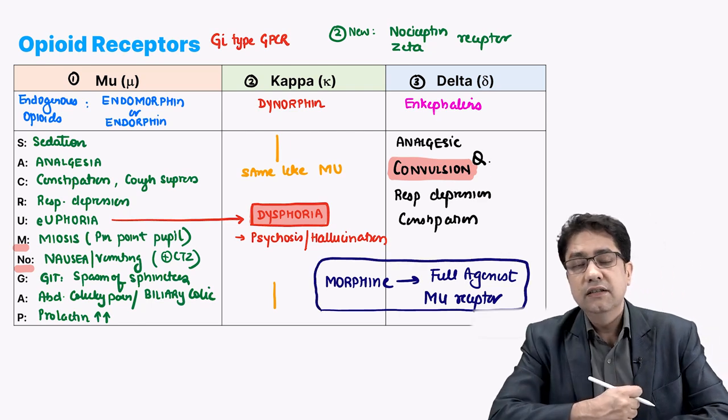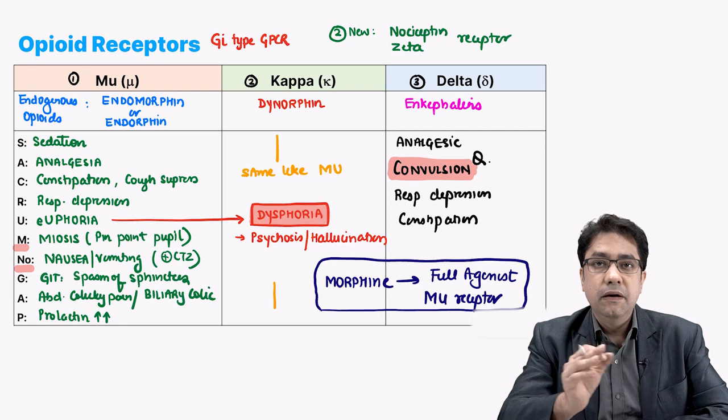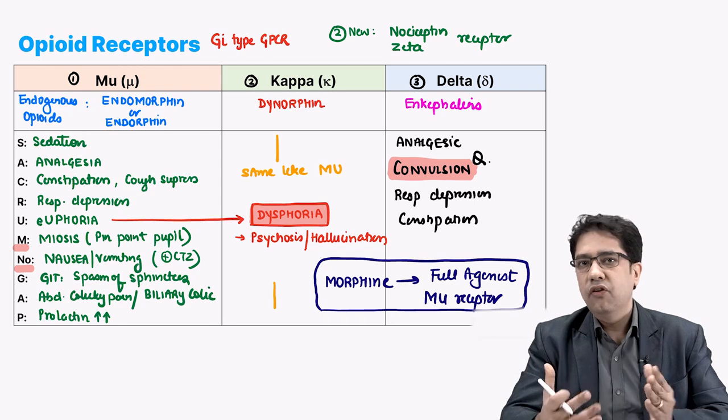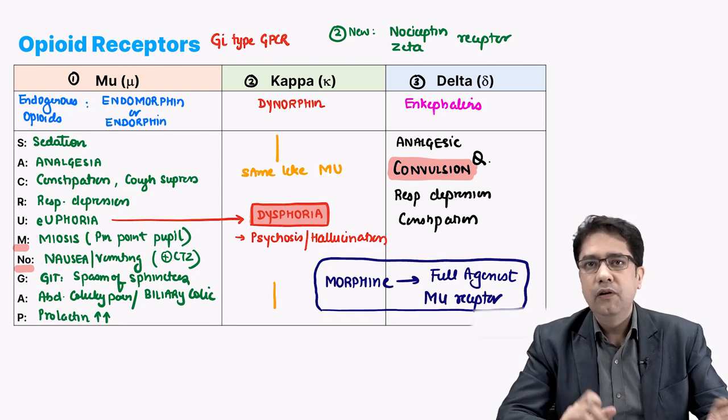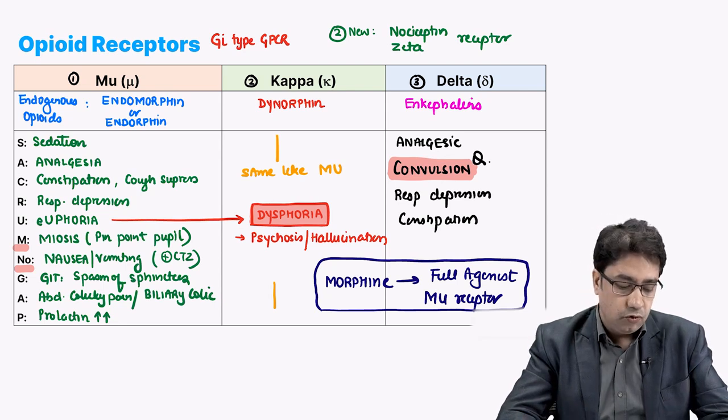So if somebody asks you, what are the effects of morphine in our body? You can remember a mnemonic, SACRUM NO GAP. So that is why morphine is a highly addictive molecule, pinpoint pupil, respiratory depression. So remember, SACRUM NO GAP.